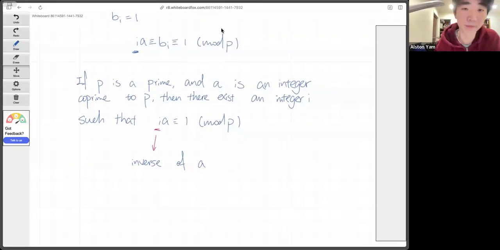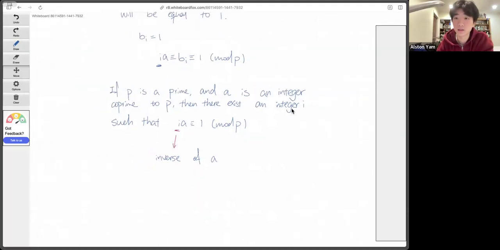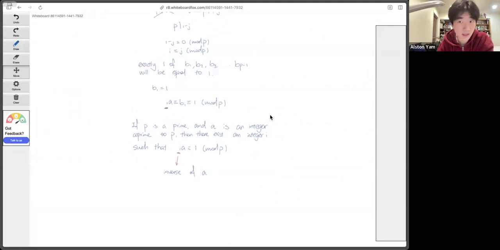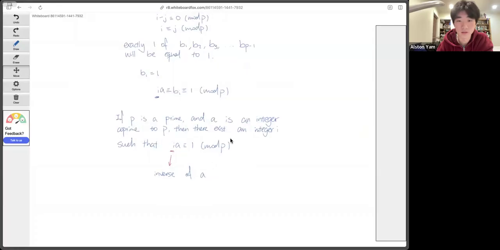So essentially what we have proved is that if P is a prime, and we have any number that's coprime to P, that number will always, always, always have an inverse. But that is not the case if the number we're taking the mod as is not a prime, right?